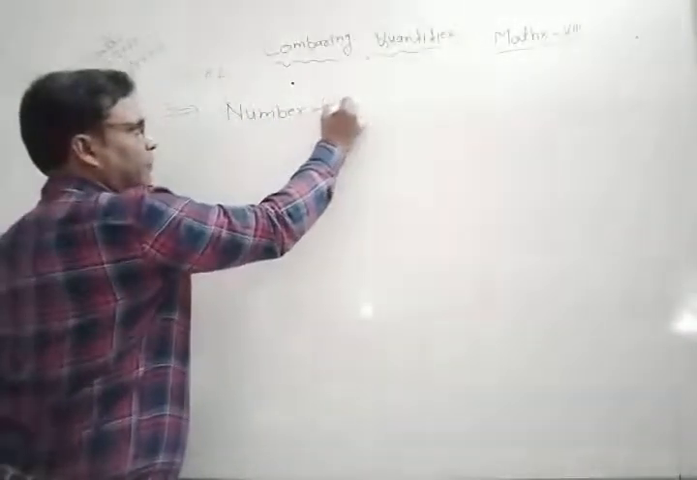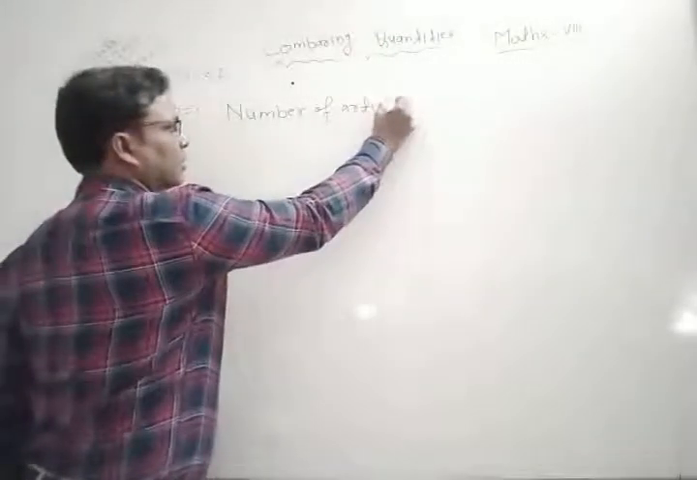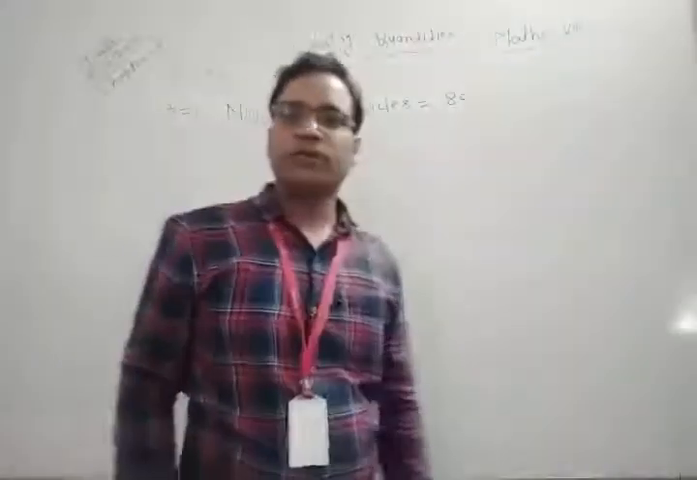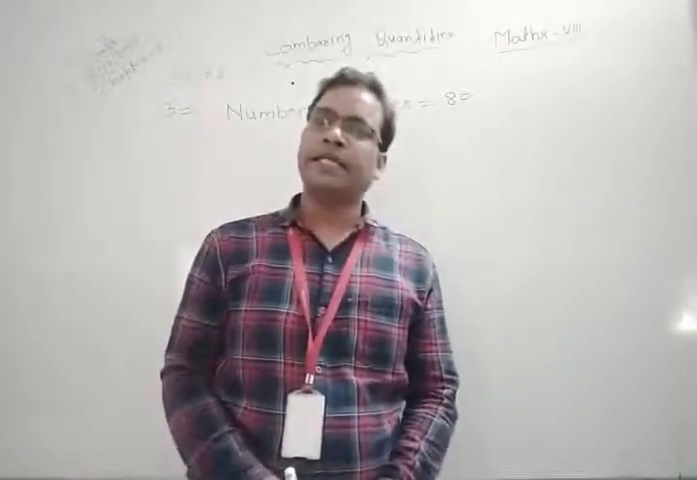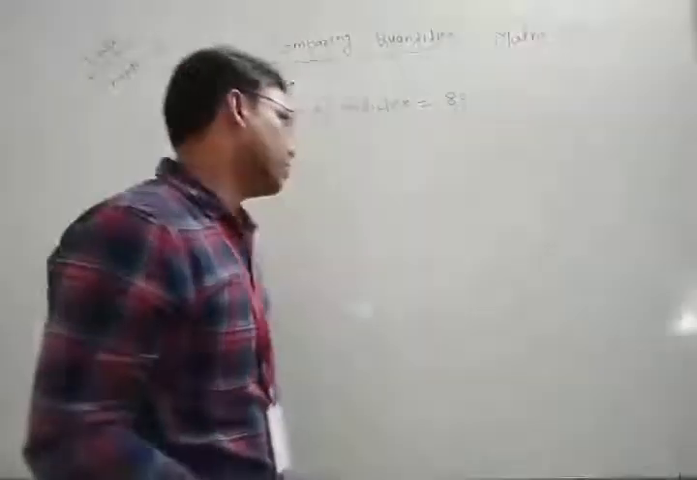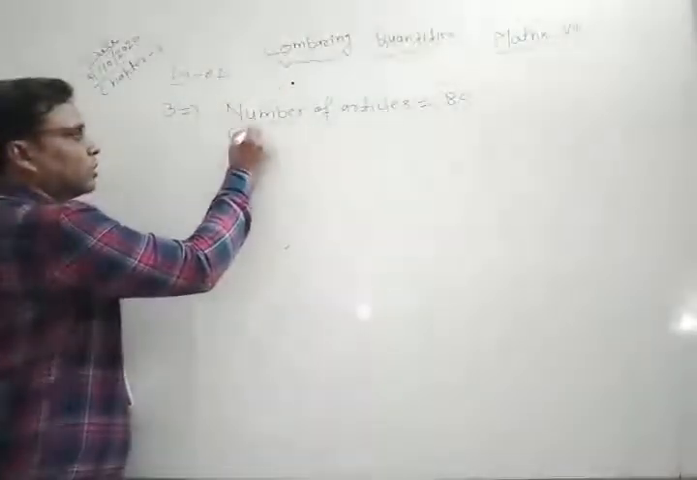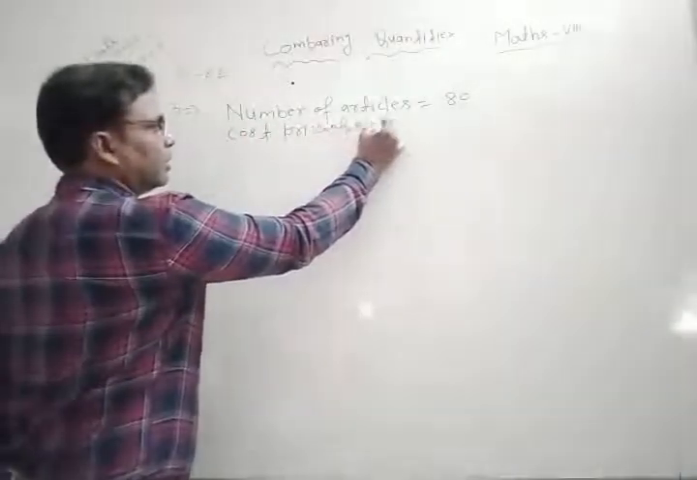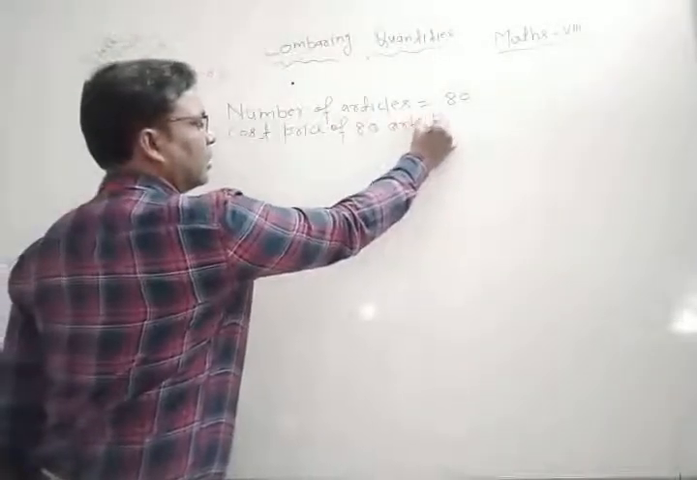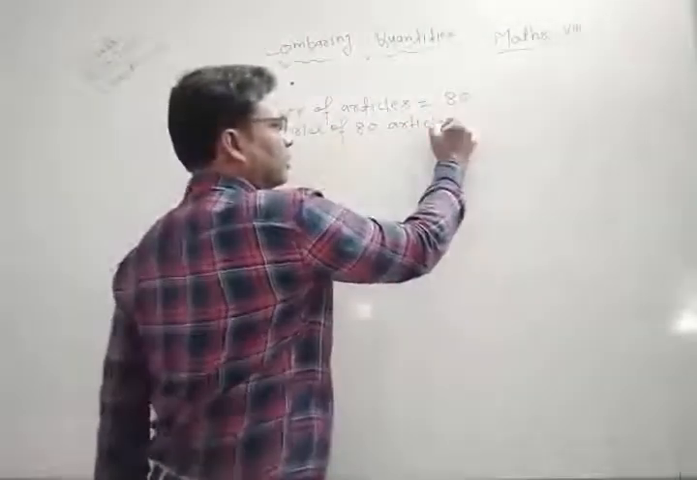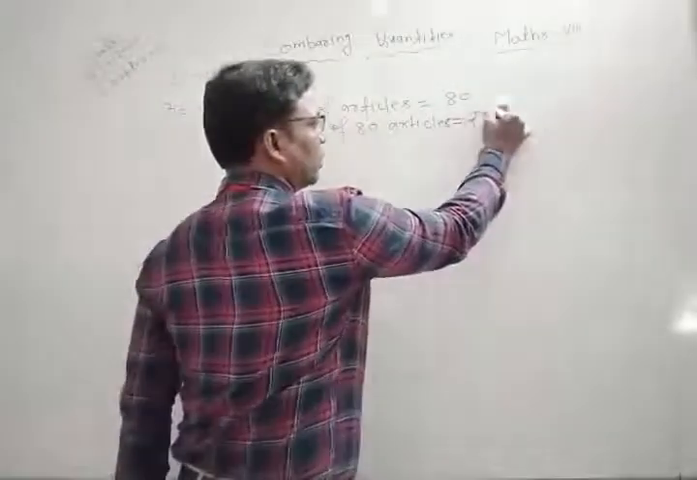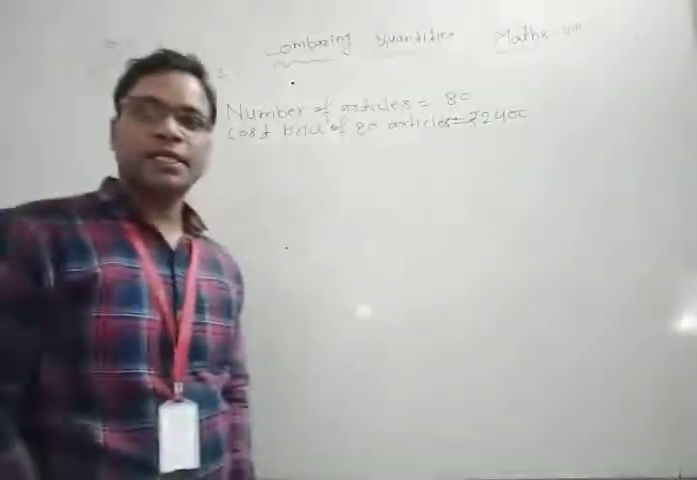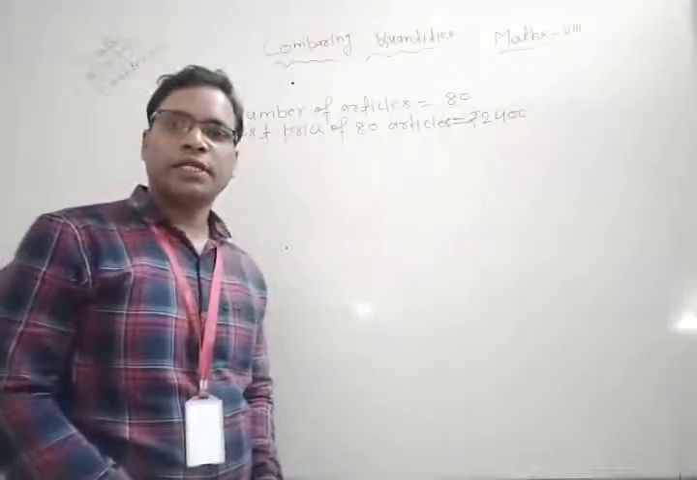Number of articles. This is equal to 80. This is given. And also given the cost price of 80 articles, 2,400 rupees. Okay, so cost price of 80 articles is given, rupees 2,400.